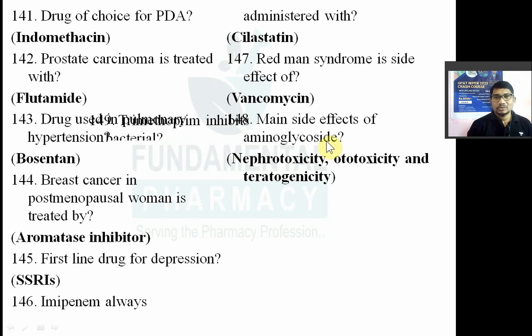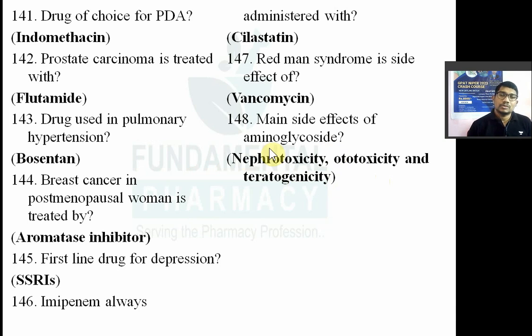So all these are the aminoglycosides. So they will have nephrotoxicity as an adverse effect. They will damage your eighth cranial nerve. They can cause deafness. So ototoxicity, nephrotoxicity, hepatotoxicity, then teratogenicity. These are the adverse effects of aminoglycosides.